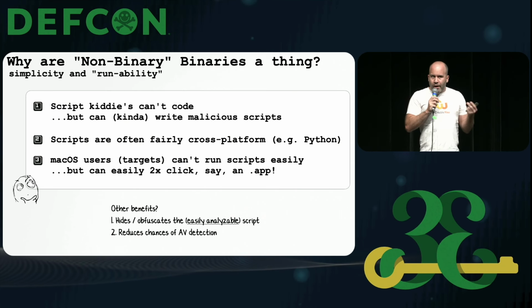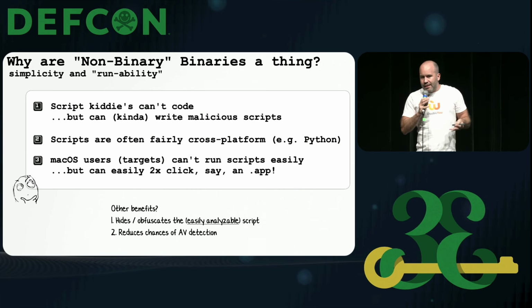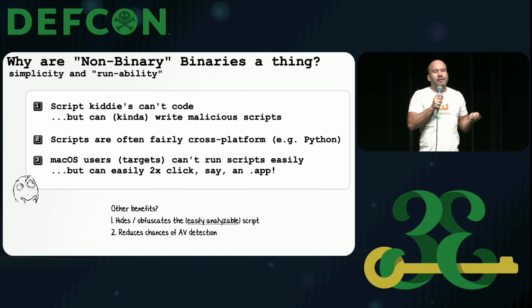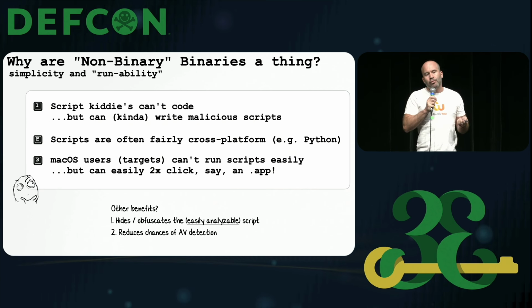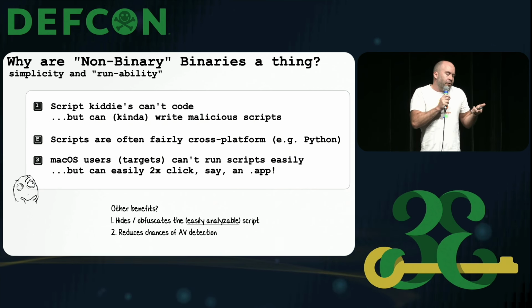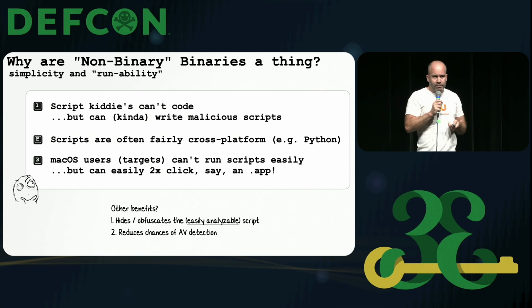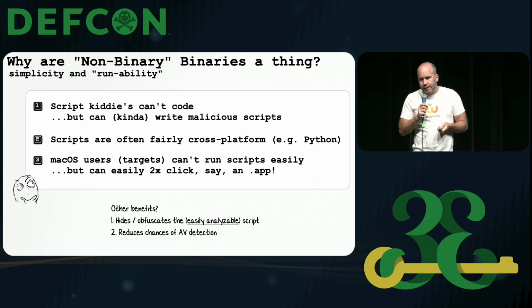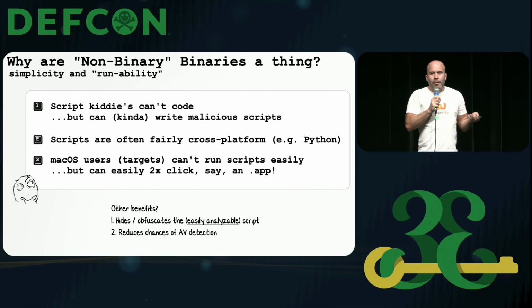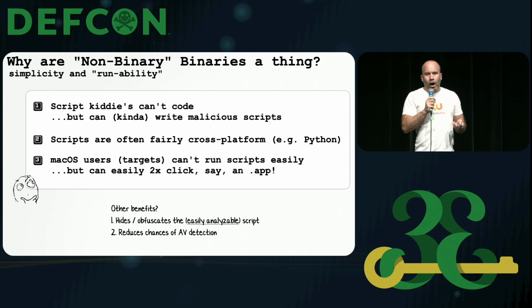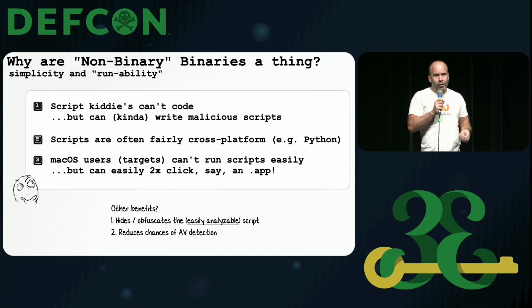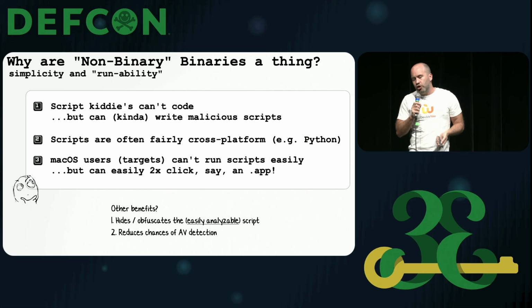So you might be wondering, why are these non-binary binaries even a thing? Well, it all comes down to simplicity and what I refer to as runability. So for one, scripts are easier to write than compiled code. So a lot of script kiddies start writing malware by creating malicious scripts. Number two, scripts are often a little bit more cross-platform. So if you're a malware author and you want to target Windows and macOS users, a script is probably a better way than perhaps writing native executable code.